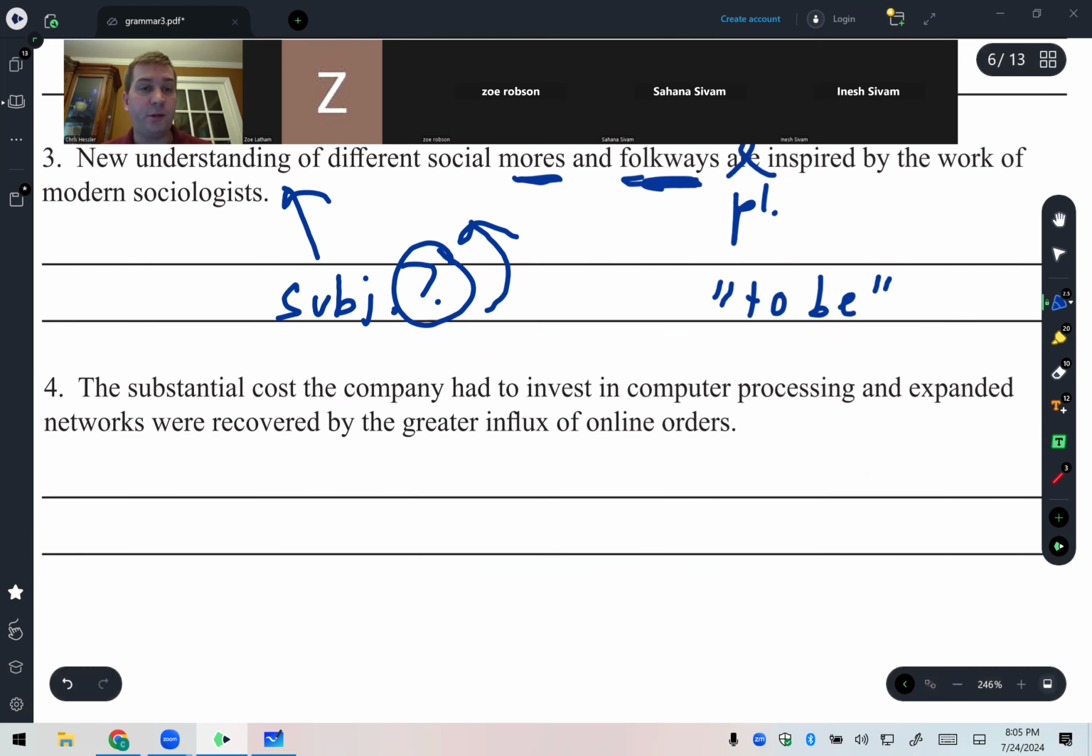Next one, the substantial cost the company had to invest in computer processing and expanded networks were recovered by the greater influx of online orders. They're just trying to create space between the subject and the verb. I'm going to cross out a huge portion of this sentence. Would anyone miss this?